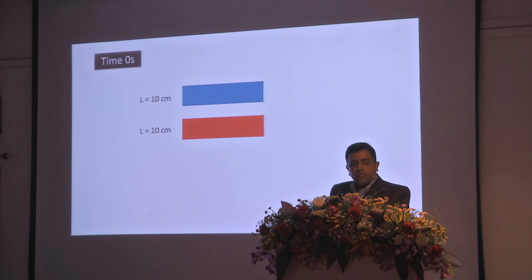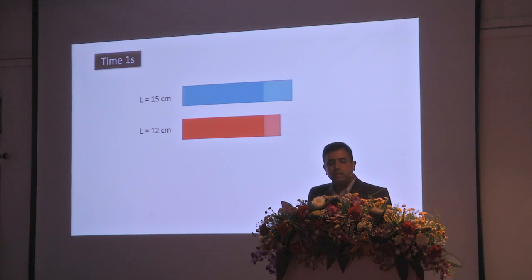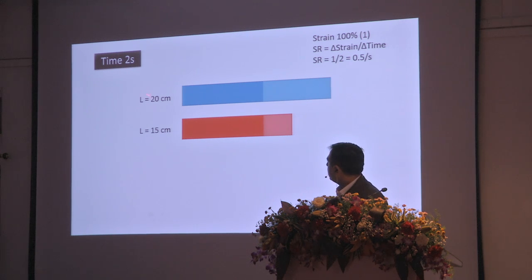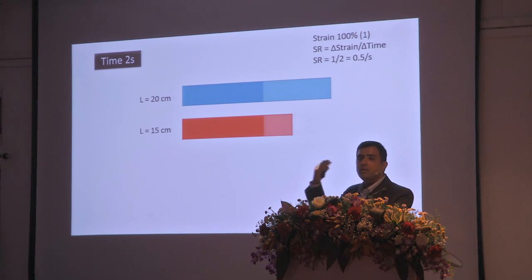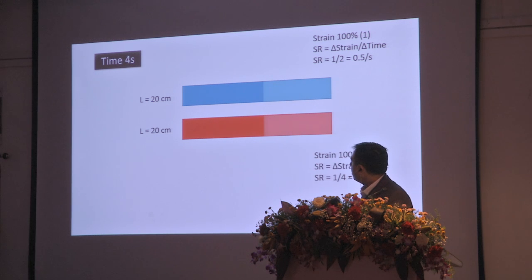Now, knowing strain is not sufficient, and I'll give you two examples. Say you have two segments and both are 10 centimeters at time 0, that is at rest. At 1 centimeter, the one in blue is elongating more than the one in red, and at 2 centimeters, the one in blue is already 20 centimeters compared to the initial 10. So you have a plus 100 strain on that, versus it took 4 seconds for the red one to elongate to the same 20 centimeters.